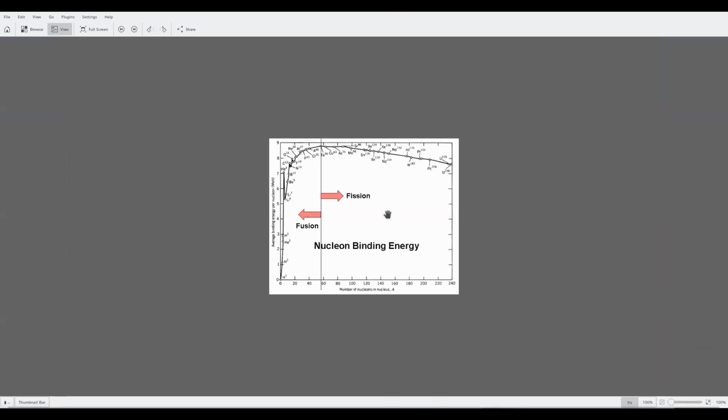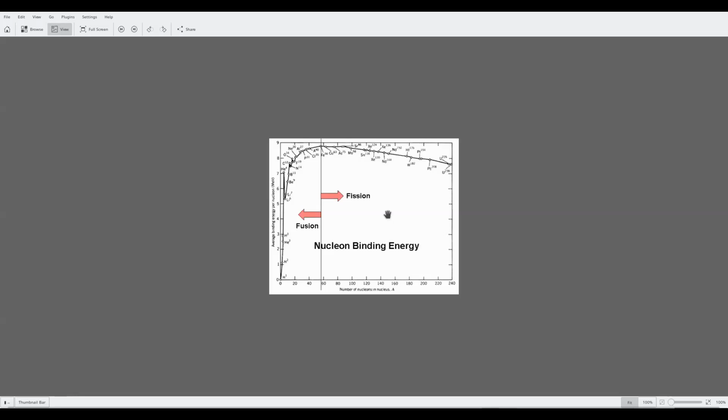But shouldn't, if it's binding, shouldn't it always be fusion? If it's binding energy, shouldn't it always be fusion? Like, binding is putting two things together, right? Why is there fission there? I don't understand. I'm confused by the use of words.